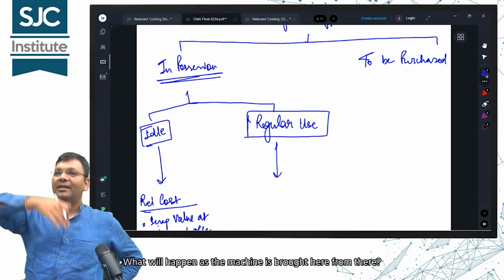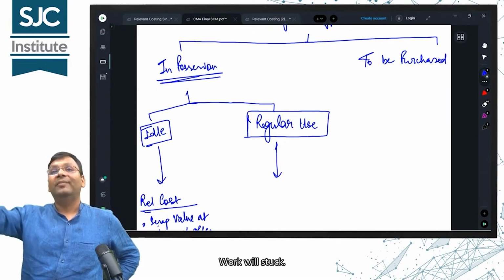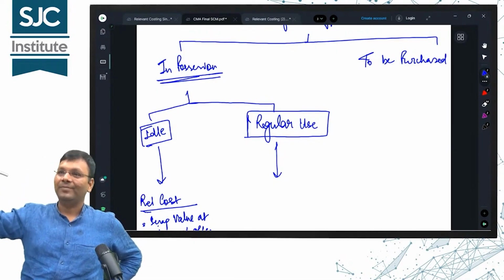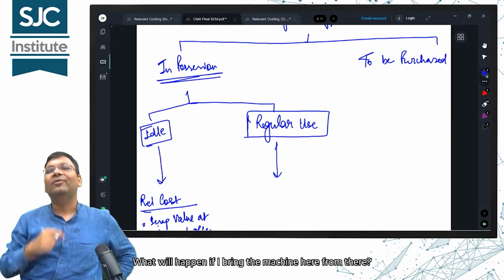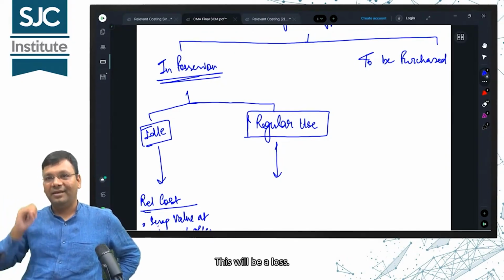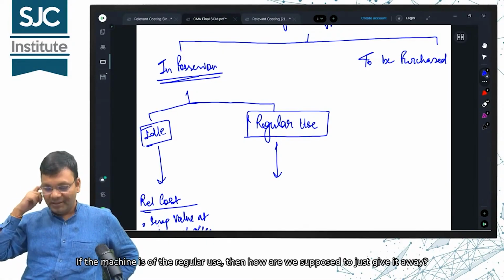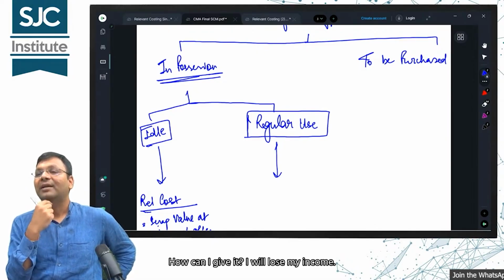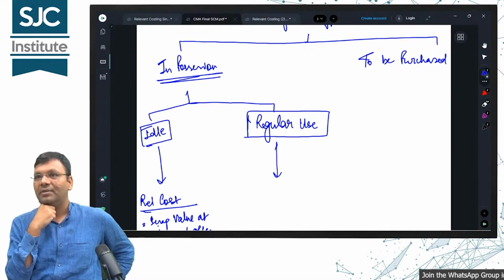What will happen as the machine is brought here from there? Work will get stuck. The machine will generate a daily income for me at that place. What will happen if I bring the machine here from there? The income will be lost. Yes or no? This will be a loss. If the machine is of regular use, then how are we supposed to just give it away? What should I do now? How can I give it? I will lose my income.